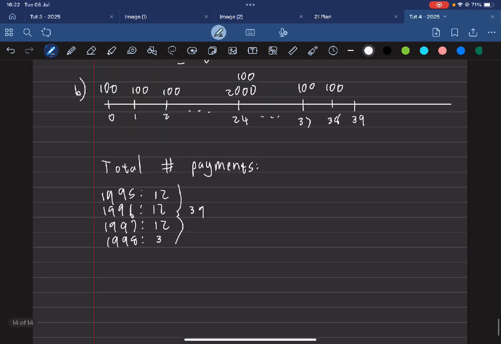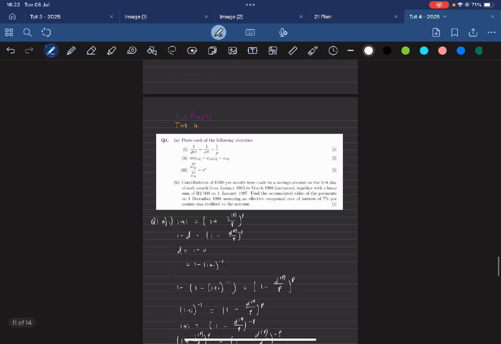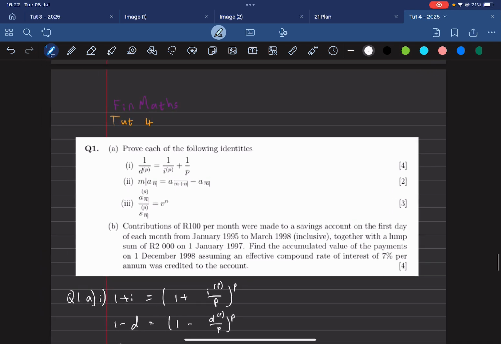Okay. So I'm just trying to look for the time we're trying to accumulate to. We're trying to accumulate to time 47. So basically trying to move all of these payments to time 47. Okay. And it also says it's monthly. Yeah, 100 Rand per month.